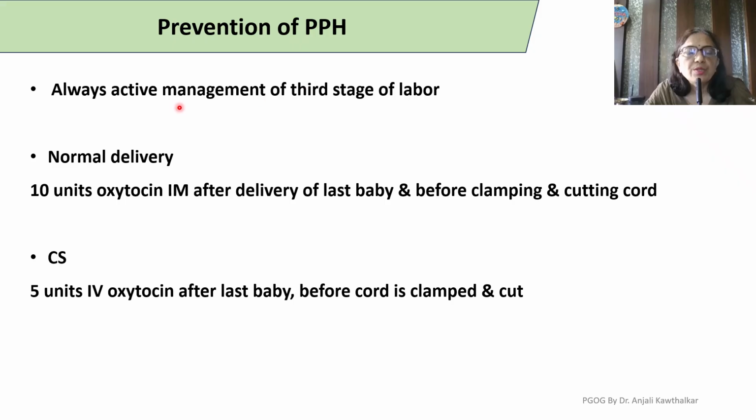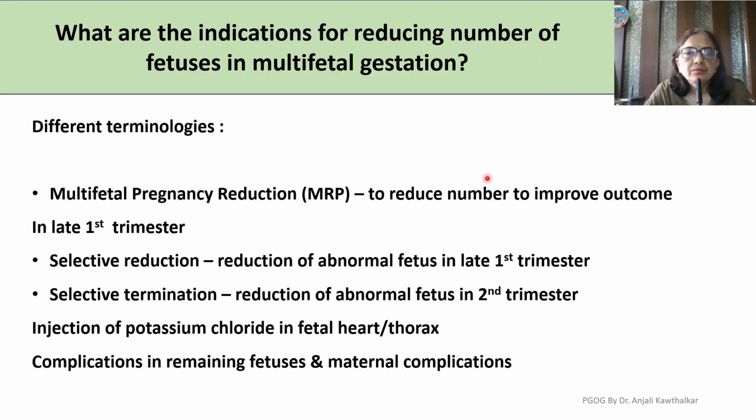For prevention of PPH, always go for active management of the third stage of labor. What is active management? In case of a normal delivery, give 10 units oxytocin intramuscularly after delivery of the last baby, but before clamping and cutting the cord. With a cesarean section, 5 units intravenous oxytocin is to be given after delivery of the last baby, but before the cord is clamped and cut.